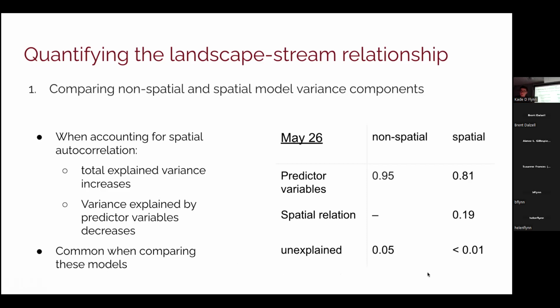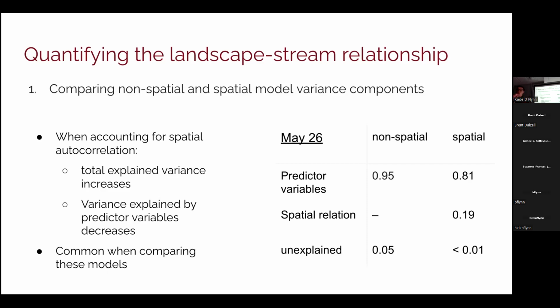And we see for the spatial stream network model, overall, the unexplained variance decreased, but also the amount of variation explained by the predictor variables decreased. And this is because we now have this spatial term. This is common when comparing these sorts of models that have been applied to larger branching stream networks. And in this case, it doesn't really change our interpretation of the data. In fact, with this qualitative versus quantitative comparison, we gain similar insights within this system.